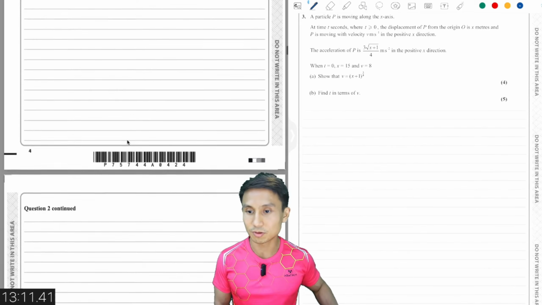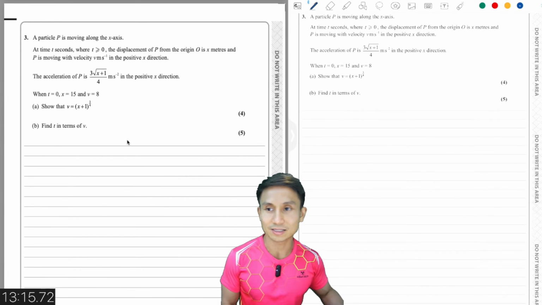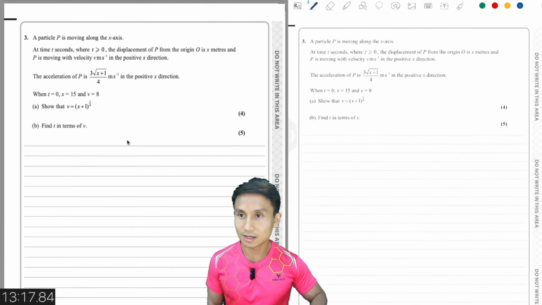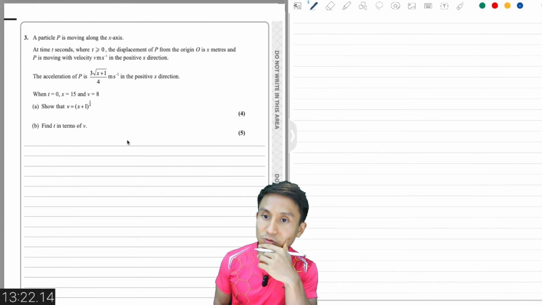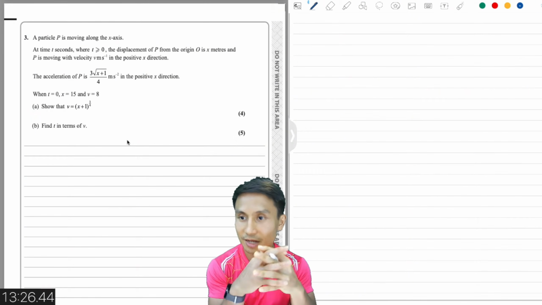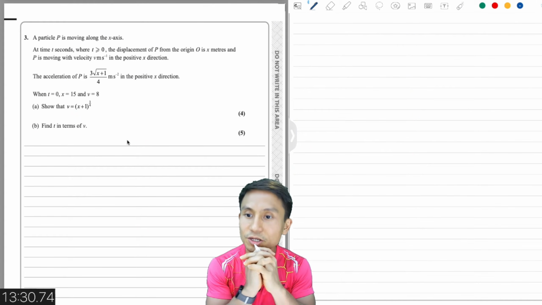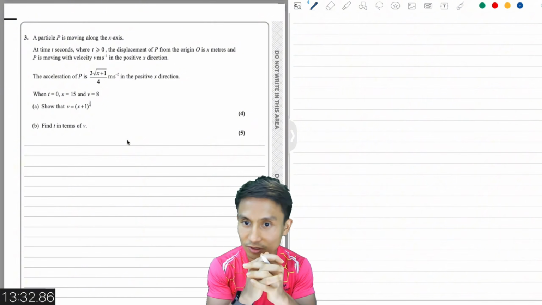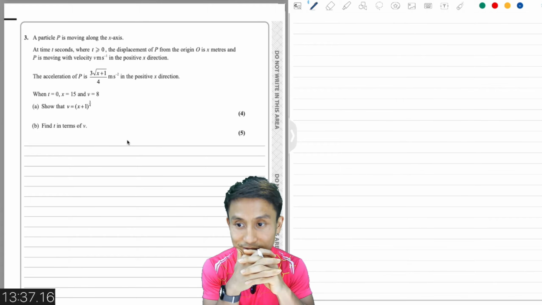Okay, number 3. Particle P is moving along the x-axis at time t seconds, where t is greater than or equal to 0. The displacement of P from the origin is x meters, and P is moving with velocity v in the positive x direction. The acceleration of P is stepped in the positive x direction. When t equals 0, x equals 15, and v equals 8. Show that v equals that.